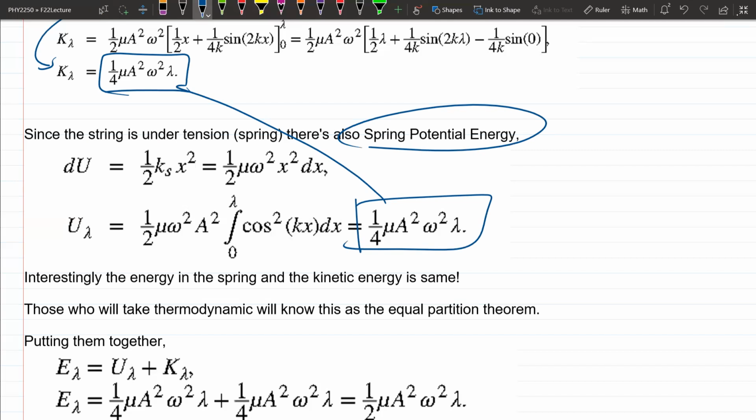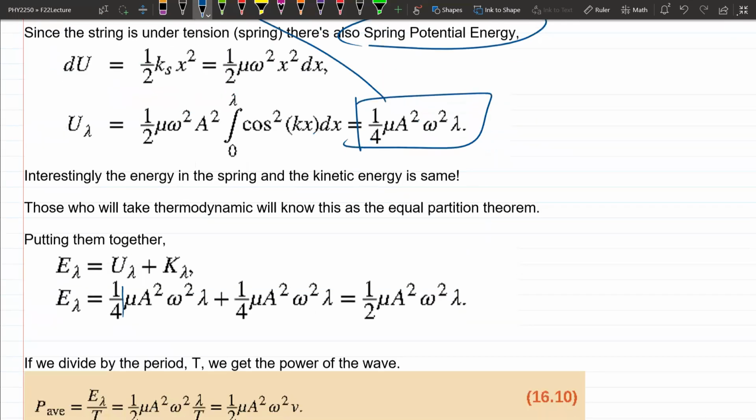Those of you who go on to take physical chemistry or thermodynamics will know this as the equipartition theorem. It's very interesting that the kinetic energy and potential energy get equally partitioned in a complex system like this. Since we're adding two quarters of the same factor, mu times A squared omega squared times lambda, you get a half instead. A quarter plus a quarter is a half. That's all we're doing.